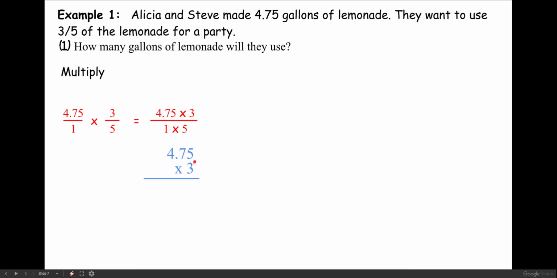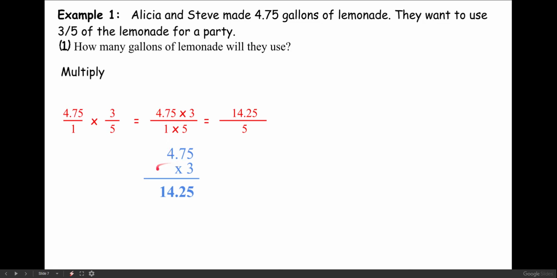So what is 4.75 times 3? Let's do some side work. 3 times 5 is 15. And then you multiply 3 times 7, add the 1, and do all that other stuff. You end up with 14.25. And so 14.25 over 5 is what you have. By the way, you don't have to write this. You don't have much room on your notes to write this down. This is just showing you a different method of doing this.